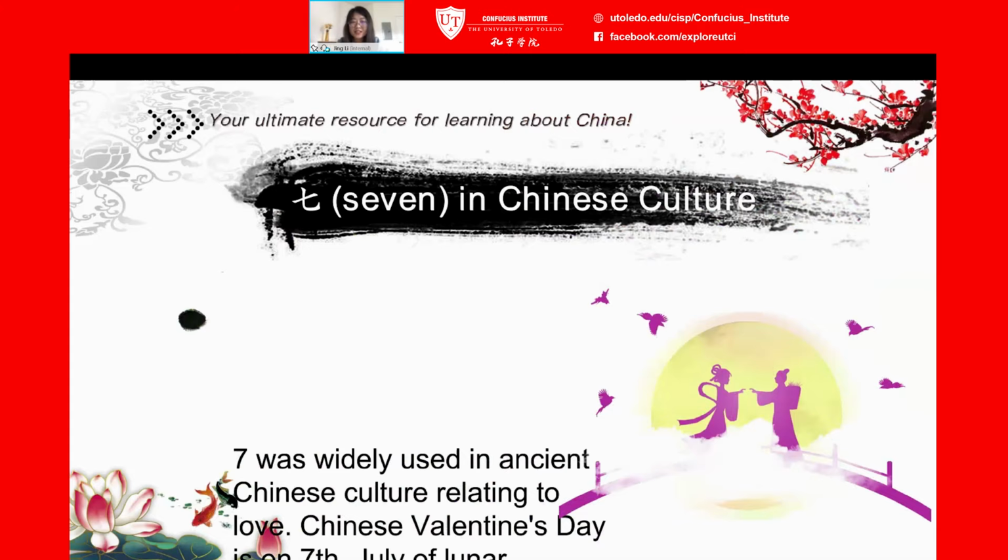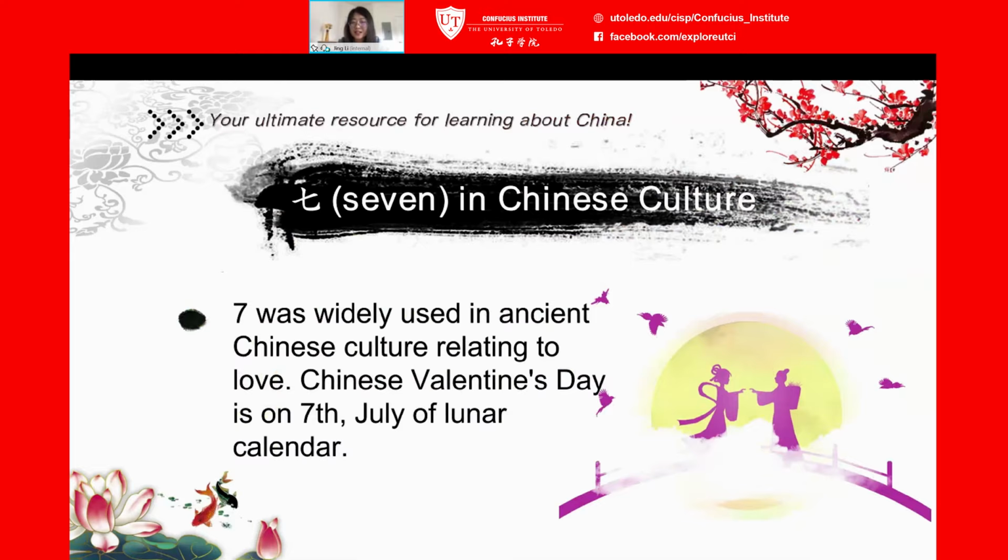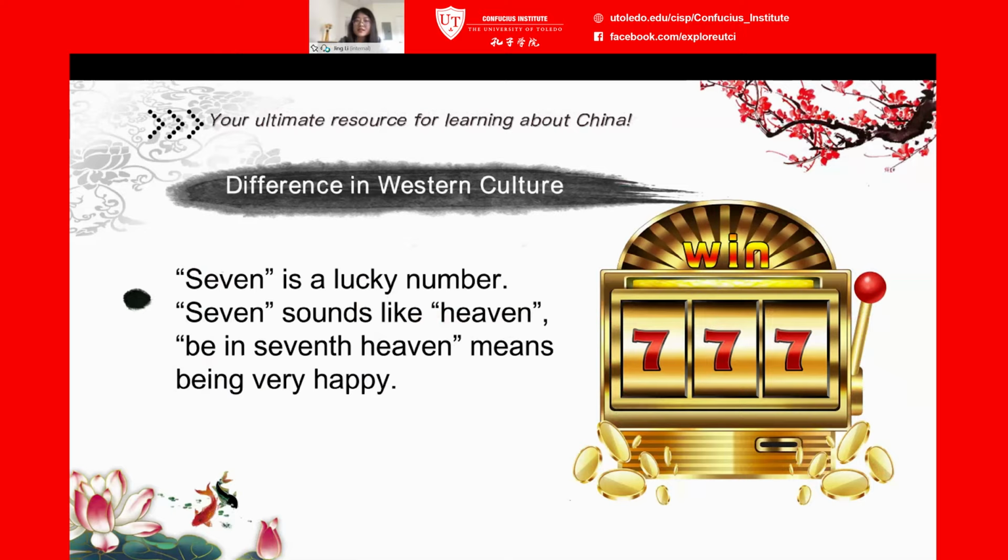In Chinese culture, number seven, qi, was widely used in ancient Chinese culture relating to love. Chinese Valentine's Day is on 7th July of the lunar calendar. Seven is a lucky number in Western culture. Seven sounds like heaven. Being in seventh heaven means being very happy. So seven for Westerners is a good number.